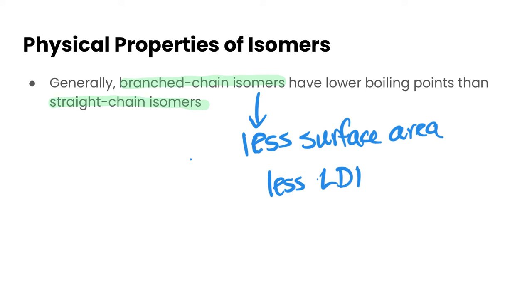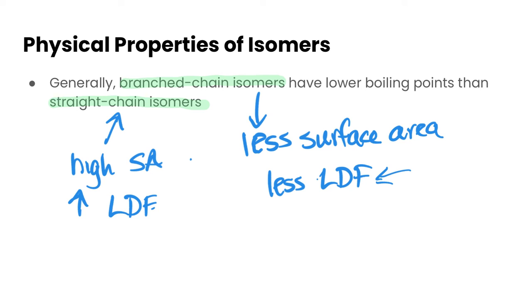And so there's less intermolecular forces to overcome in order for us to break those forces and boil our substance, versus a straight chain isomer, which is going to have a higher surface area and higher London dispersion forces. So you can go back to looking at intermolecular forces and how they affect various different isomers just by taking a look at their structures and what we know about those forces.